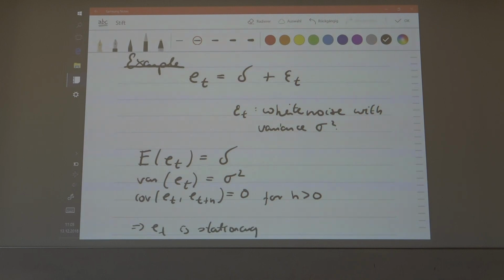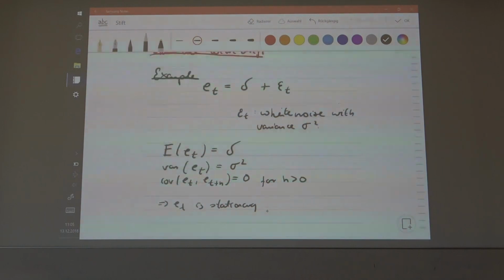Okay? Now, question. Is this going to also be an integrated process of order 0? Let's check it out. So for that, what do we have to have? We have to have that the long run variance of the process is positive and greater than 0. Let's check if that's going to be the case. So what's going to be the long run variance here of the process?